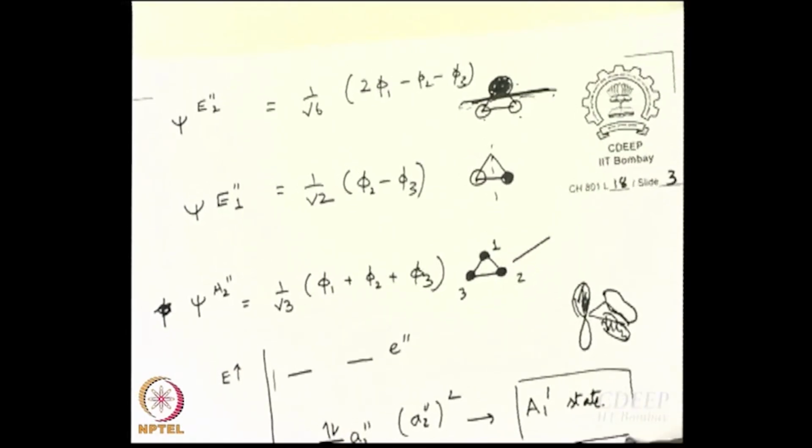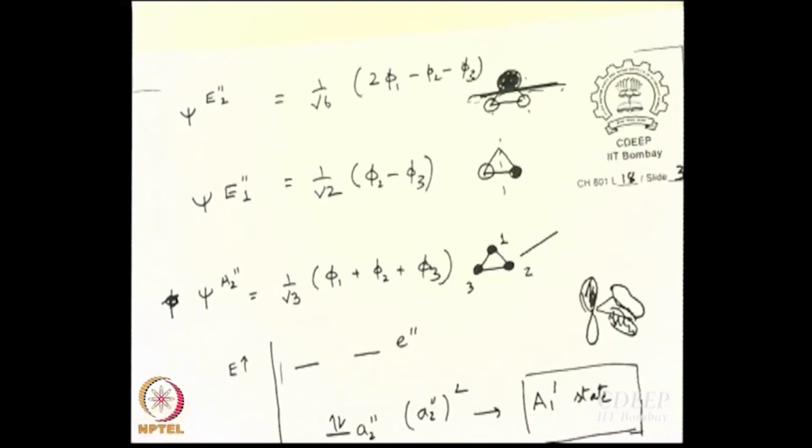State of what? A1 dash state of what? The molecule, not the electron. Understand what I am saying? That is a rule of thumb. This is something that is discussed in very great detail in Harris and Bertolucci's book. Rule number 1, rule number 2, rule number 3, they have up to 6 rules. The first rule is that when all the occupied orbitals are occupied fully, then the state is a totally symmetric state. So we call it an A1 dash state.